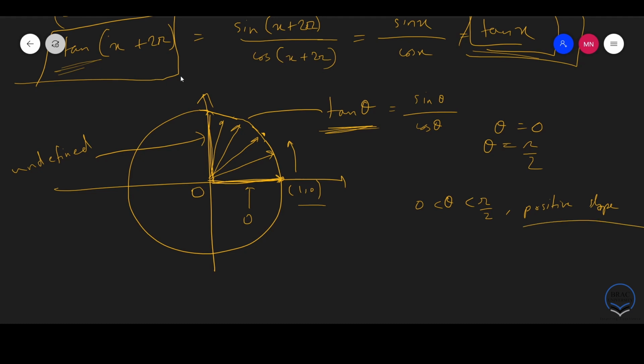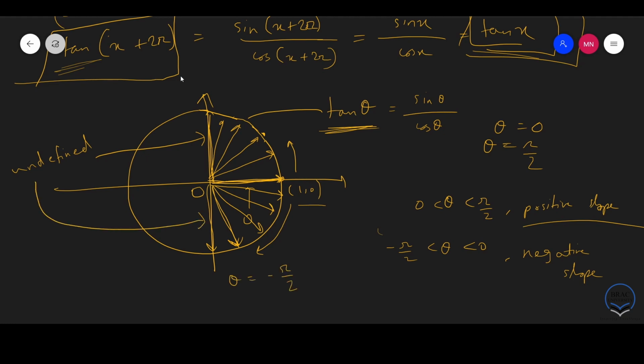But when theta is greater than minus pi by 2 but less than 0, in that case we have a negative slope. So when we have angles that create these slopes, we have a negative slope, and as we go toward minus pi by 2, the slope becomes more and more negative until we reach theta equal to minus pi by 2, where we have a straight vertical line which is also undefined.